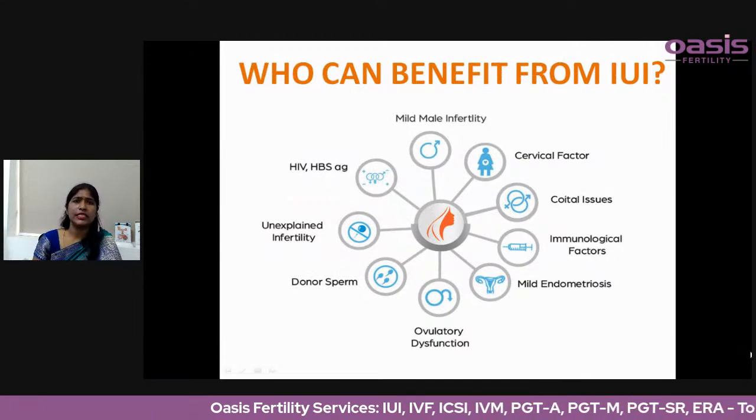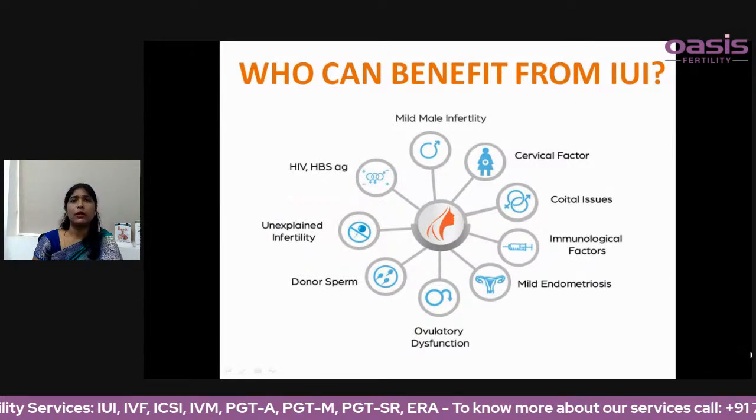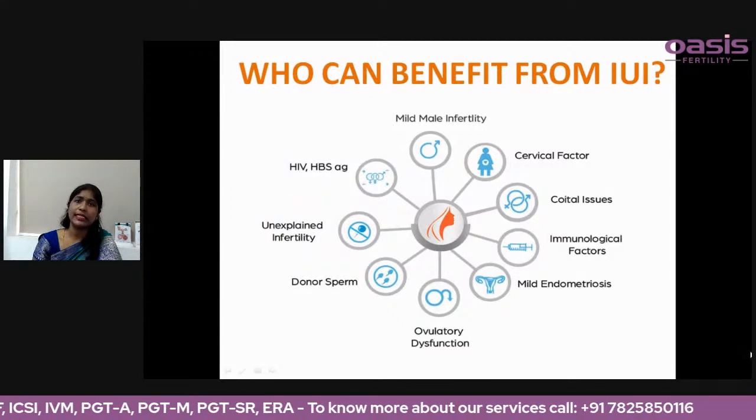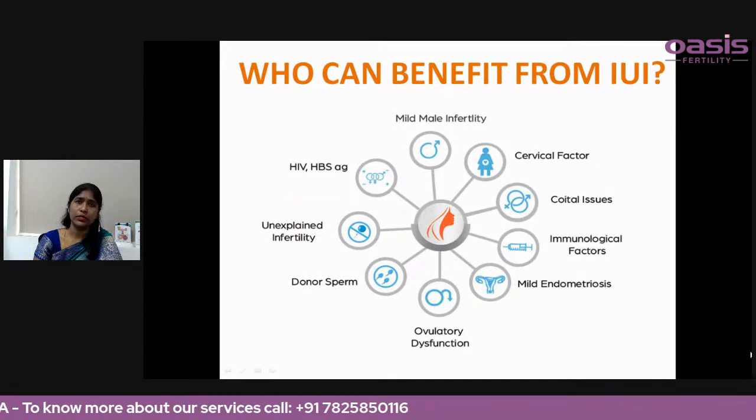That is, if they have just a suboptimal semen abnormality, that is, at least if the sperm count is more than 10 million, or if the motility is at least more than 20%. So these are the couples who will actually benefit from an IUI procedure.